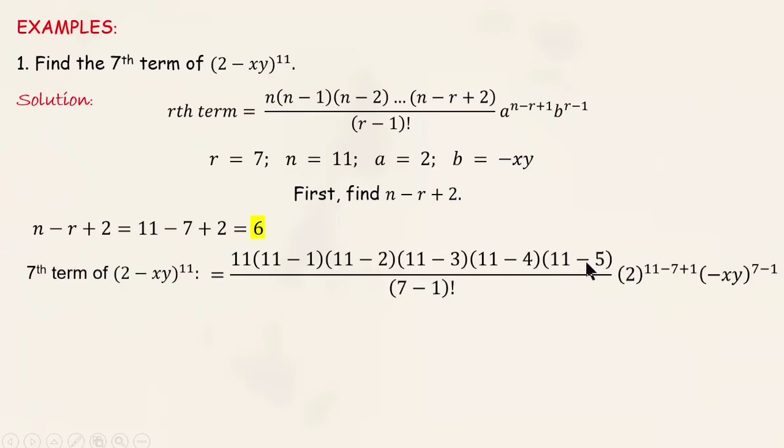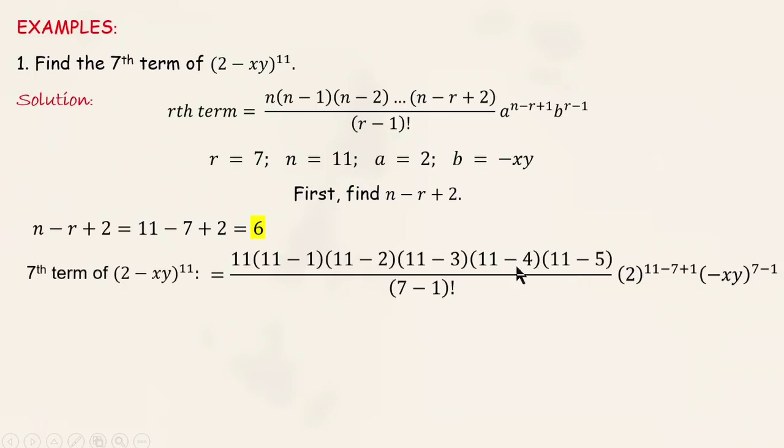Now in the numerator, we have 11 times 11 minus 1 times 11 minus 2 and so on up to 11 minus 5. Now you might ask, bakit hanggang 11 minus 5? Take note that earlier we solved for n minus r plus 2, which is equal to 6. This means that the last value here in the numerator when simplified should be equal to 6. Sa madaling sabi, hanggang sa anong value natin ima-minus ang n, in this case that is equal to 11, para makuha natin ang 6 na value.